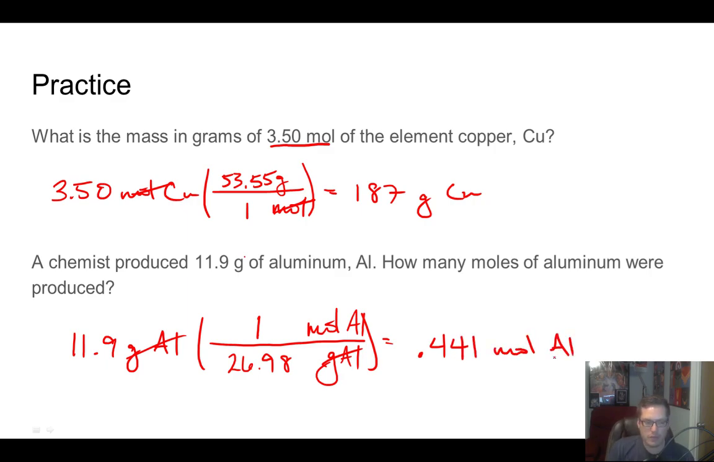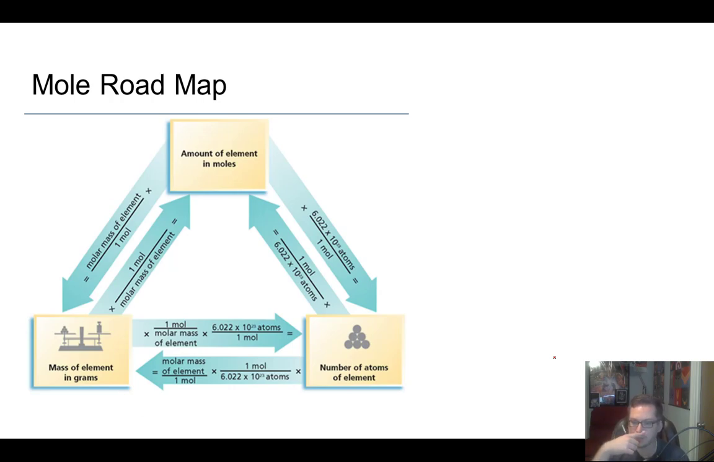All right, so if we were doing an experiment and we know that we weighed it and we're like, well, we know we made aluminum, all right, and it weighs 11.9 grams, and we want to figure out how many moles of it we made, we simply divide it by the molar mass, and it gives us the number of moles. So if we made 11.9 grams of aluminum, we know we really made 0.441 moles of it, all right?